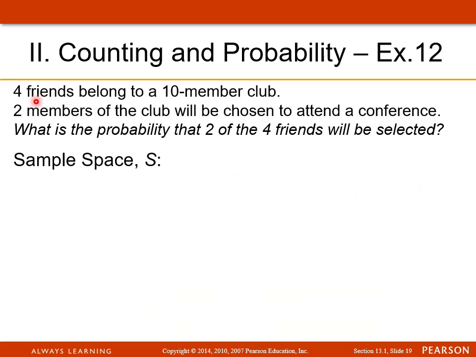On example 12, 4 friends belong to a 10-member club. 2 members of the club will be chosen to attend a conference. What is the probability that 2 of the 4 friends will be selected? Think about our sample space. You have the possibility of choosing 2 members out of the 10. If we do a combination, remember this is what your calculator is doing, it'll spit out 45. There are 45 different ways that we can choose 2 people out of the 10 members in the club.